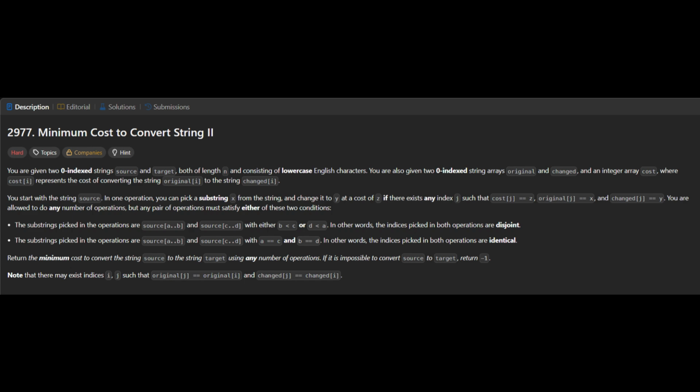Big picture intuition. Think of this problem like this. We move left to right through the string. At each position, we try either matching characters directly, cost 0, or applying a valid substring transformation starting at that position. We always pick the option that gives us the minimum total cost. If at any position no valid move exists, then conversion is impossible.